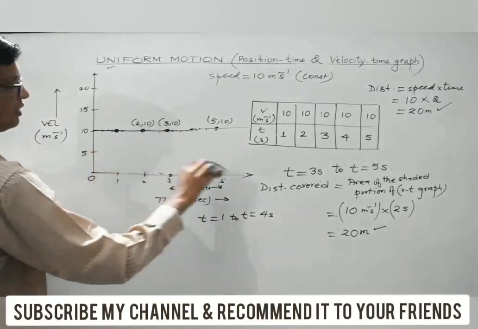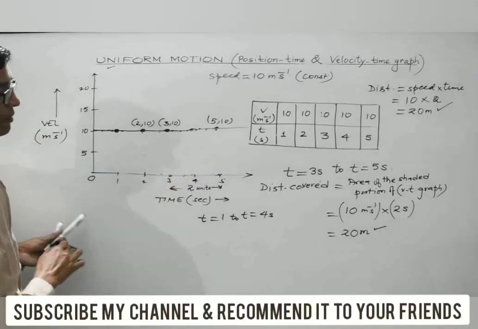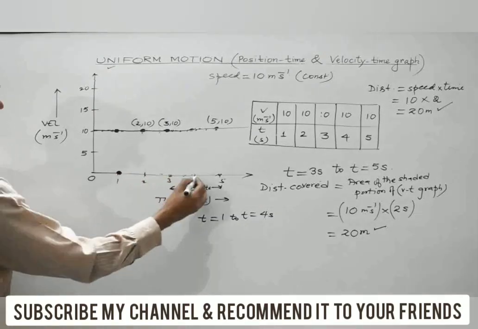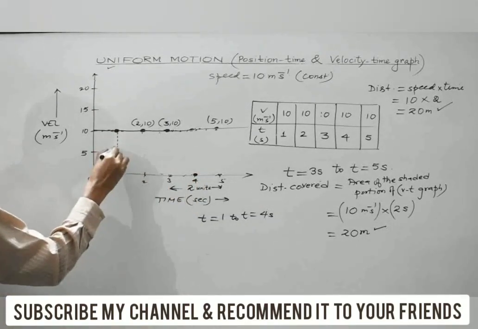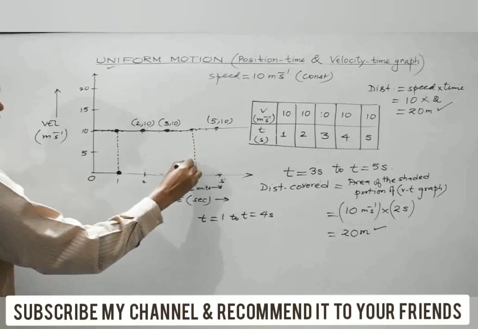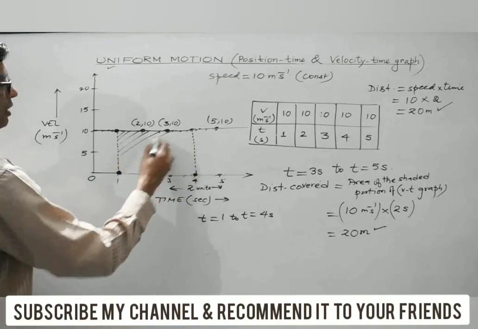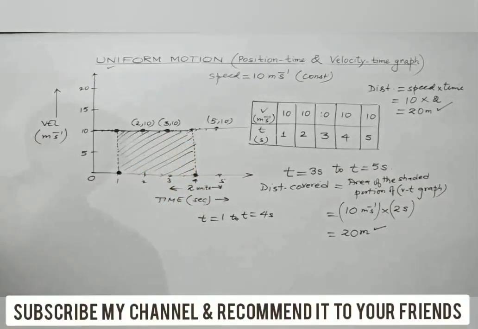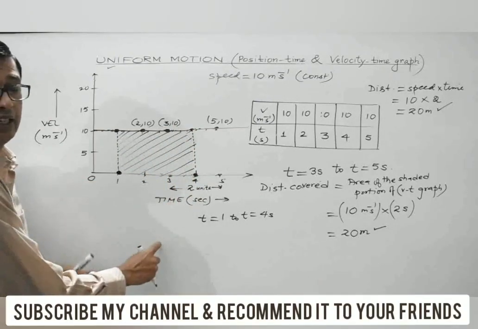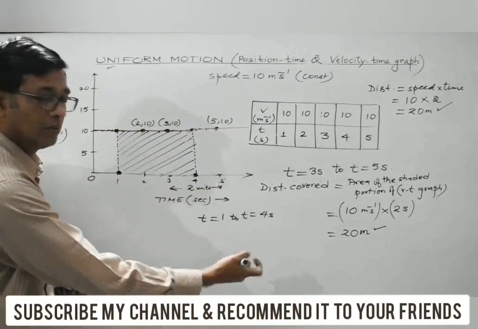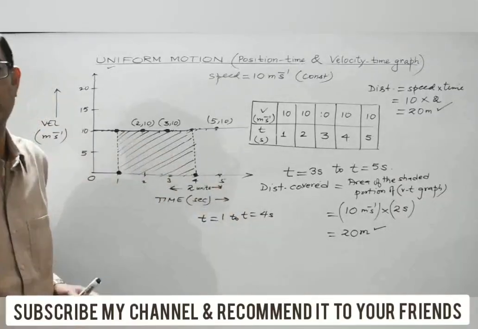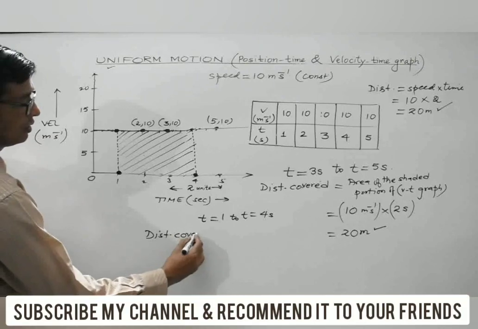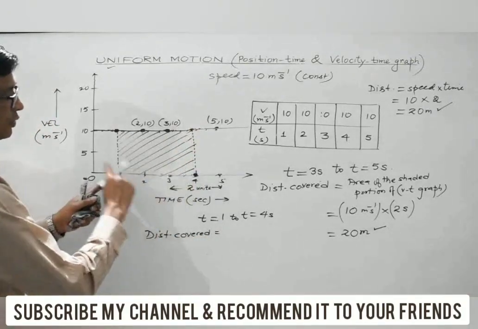So we are going to find out the distance or displacement in the time interval t equals to 1 to t equals to 4 seconds. This is t equals to 1, this is t equals to 4. So this is the shaded portion whose area is to be found. And the area of this portion will give the distance covered by the body between t equals to 1 to t equals to 4 seconds. Let's check it out. So, distance covered in this case would be the area of this portion.